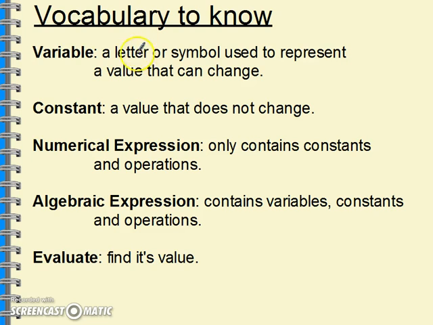A variable is a letter or symbol used to represent a value that can change. Variables can be like x, y, or z. A constant is a value that does not change. This would be like 3, 5, or -2. A numerical expression only contains constants and operations, similar to something like 5 minus 1.